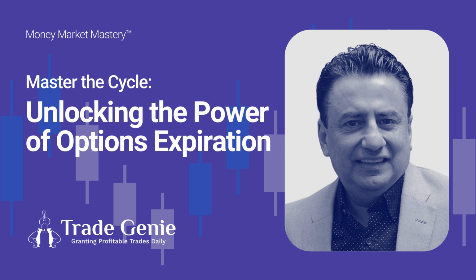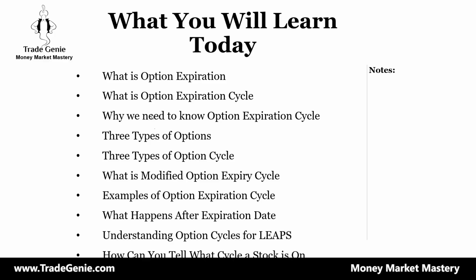So what you will learn today, these are the topics. What is an option expiration? What is an option expiration cycle? Why do we need to know the option expiration cycle? Any time we are learning something, we need to ask why we are spending time on it, because there are millions of things to learn. Why am I spending 30 minutes on this? There are three types of option cycle. What is a modified option expiry cycle? Then I'll give you examples. If I'm learning something, I need examples: visual, audio, hand-holding, writing down. The more examples, the more I learn.